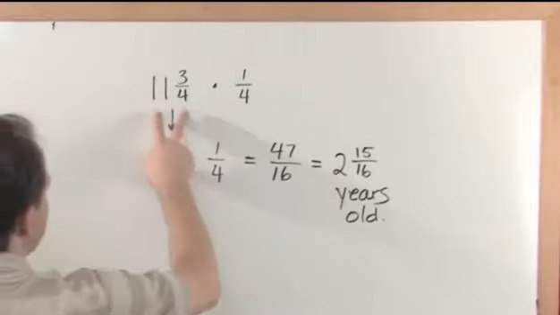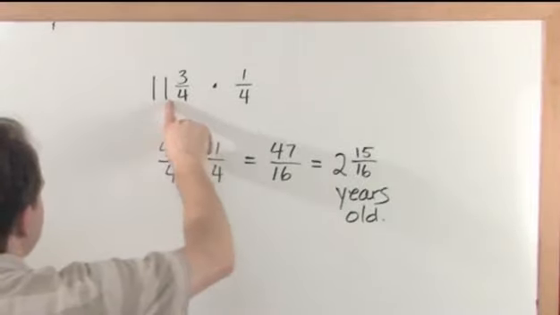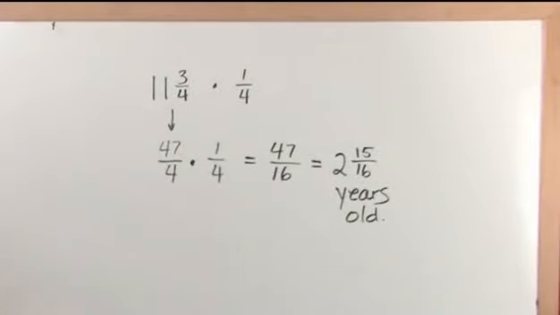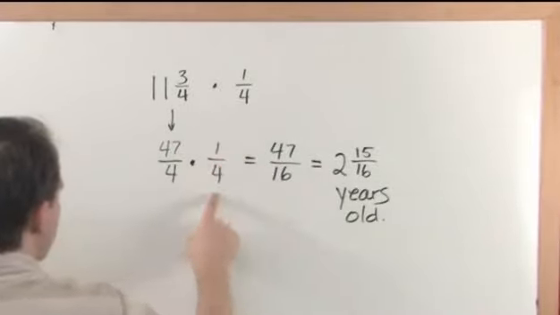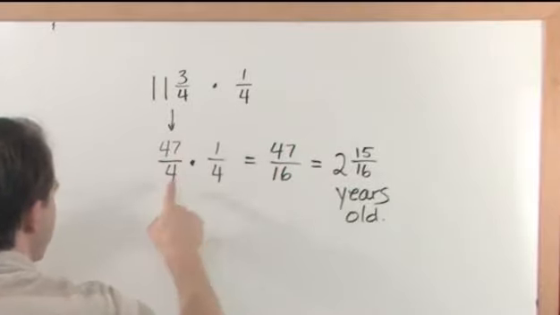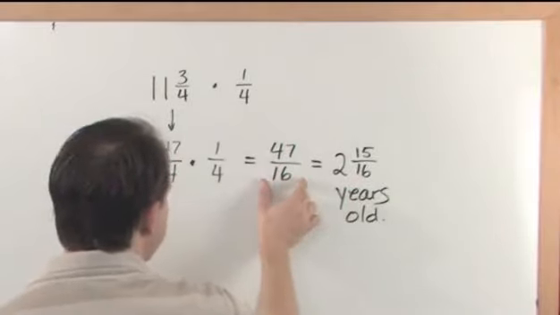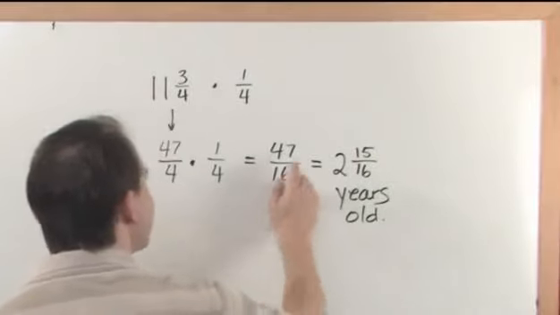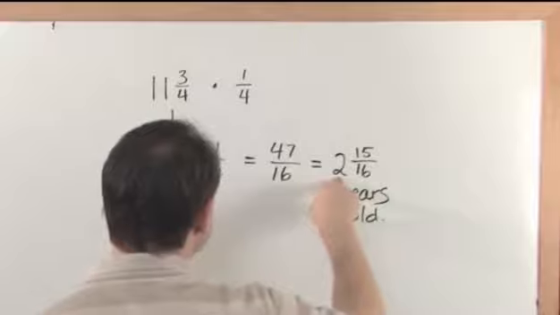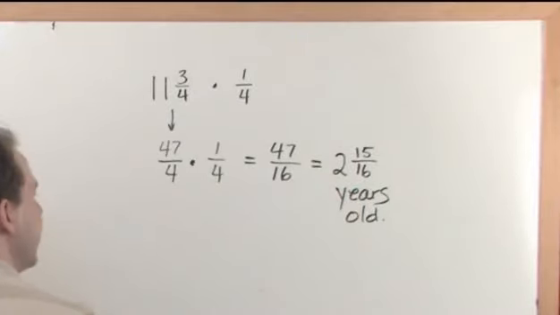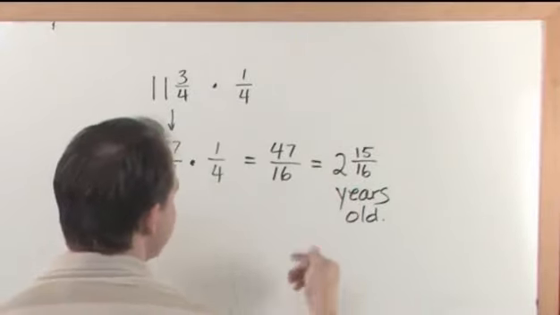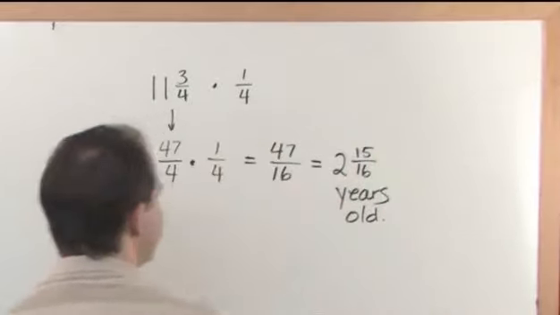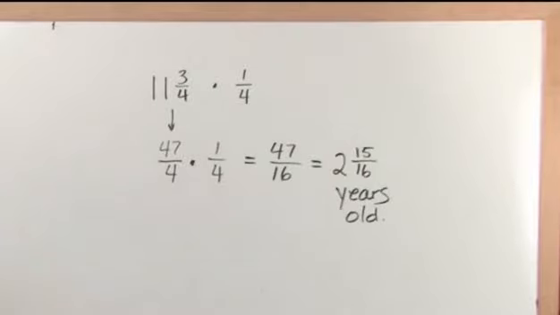So what we did is we converted this by taking 4 times 11 is 44, plus 3 gives me 47, and you write it over your denominator, which is 4. Multiply by the 1/4, top times top gives us top, bottom times bottom gives us bottom. The only thing to really think too much about is how to do this and convert it back. 16 goes into 47 only 2 times, okay? And that gets us up to 32, and the difference between 47 and 32 is 15, so we write it as 15/16, and that is the answer.